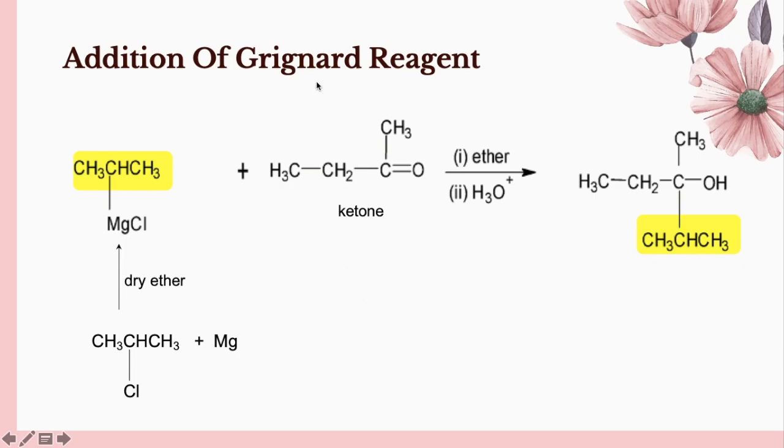For ketone, this is ketone, reacts with Grignard reagent. So this is our R group. In the presence of ether and acidified water, C=O becomes C-OH, the hydroxyl group, and this C must attach to the R group from the Grignard reagent. So you put it here, and this is tertiary alcohol. Ketone becomes tertiary alcohol if you add Grignard reagent.